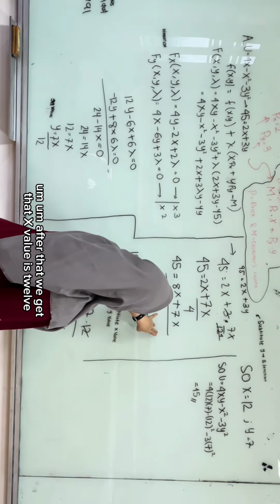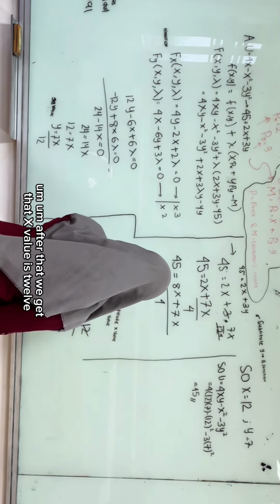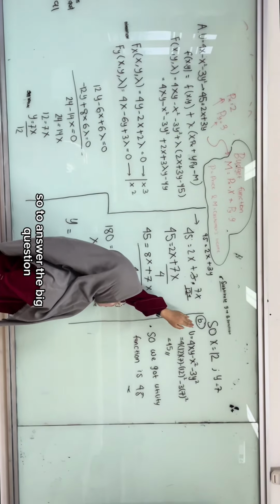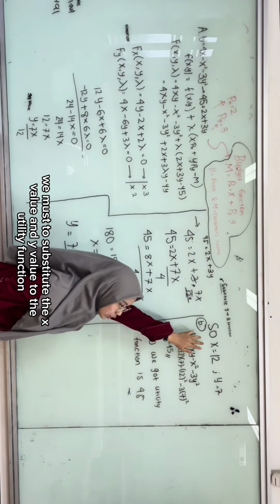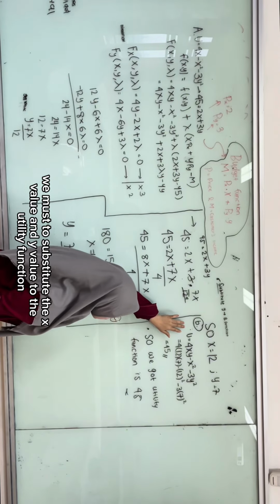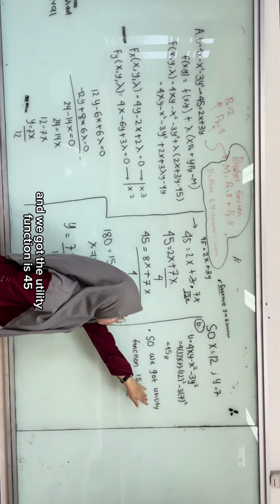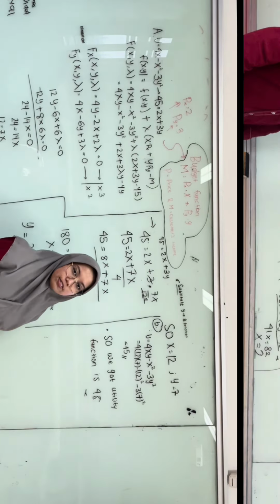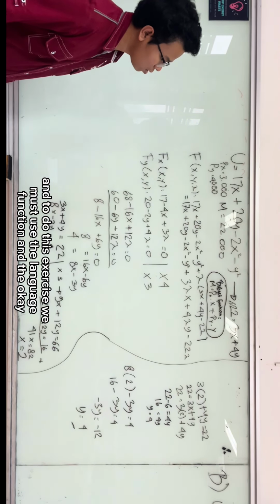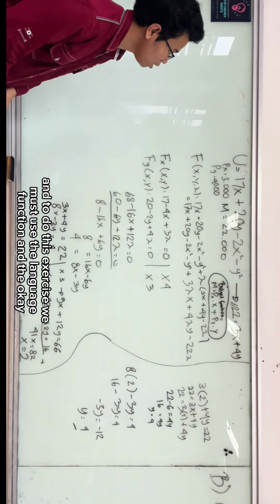After that, we get the x value is 12. So to answer the big question, we must substitute the x value and y value into the utility function, and we got the utility function is 45. And to do this exercise, we must use the Lagrange function.